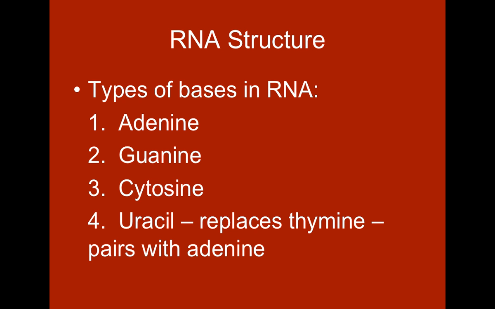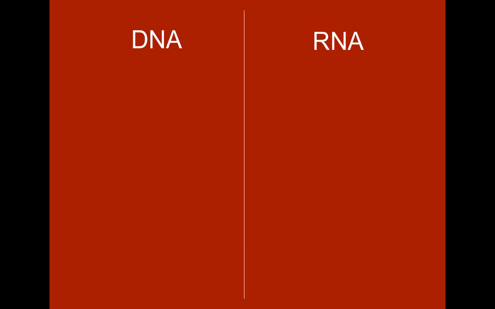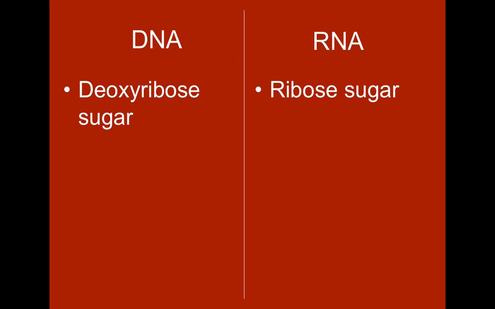So let's take a minute here and compare the structure of DNA with the structure of RNA. And I'm just checking your notes here real quick. So what you want to do is you basically want to make a dividing line down the center, okay, with DNA on one side and RNA on the other. Okay, so in DNA we have deoxyribose sugar. In RNA we have ribose sugar.